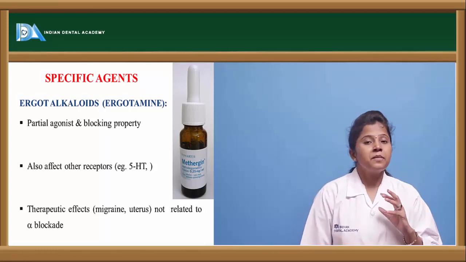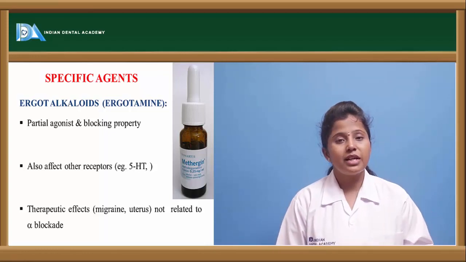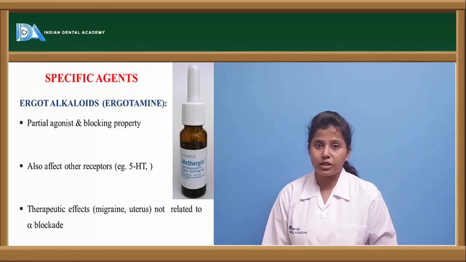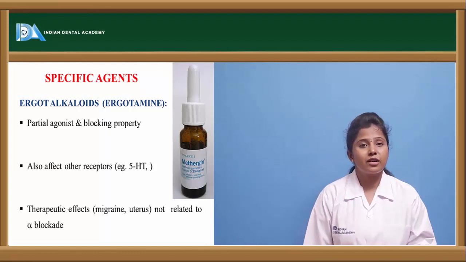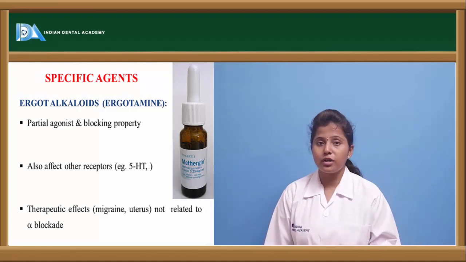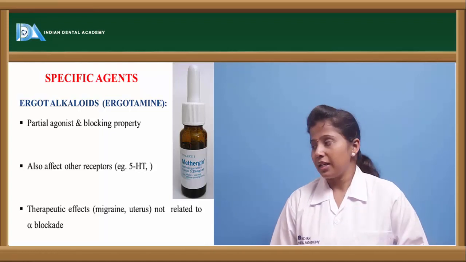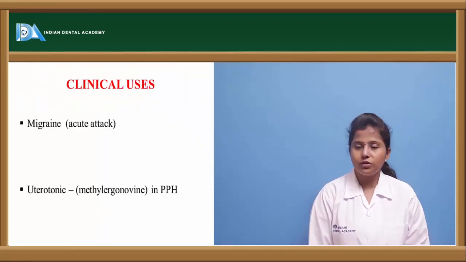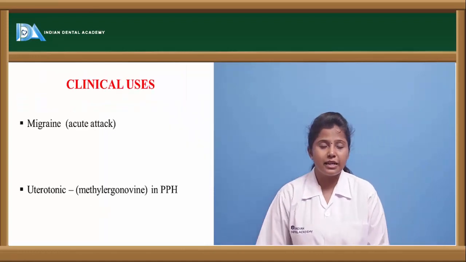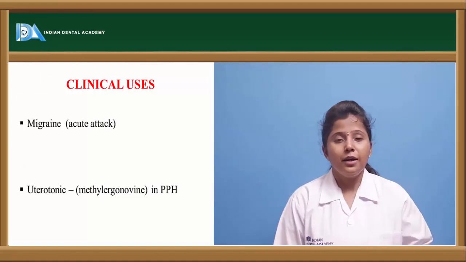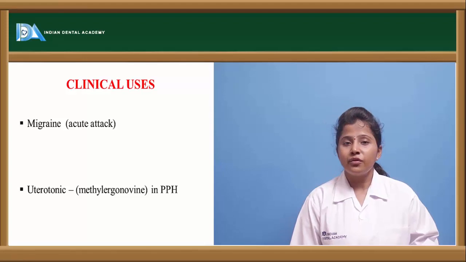So what does this mean? It is not related to alpha blockade; in the sense, the blockade occurs through the beta adrenergic system, or the blockade even occurs at 5-HT receptors, through the serotonin receptor antagonizing effect. The clinical uses, we saw, are very few. It is used in migraine and as a uterotonic, in the sense it increases the tone of the uterus.